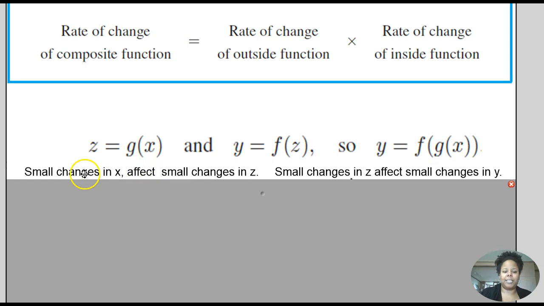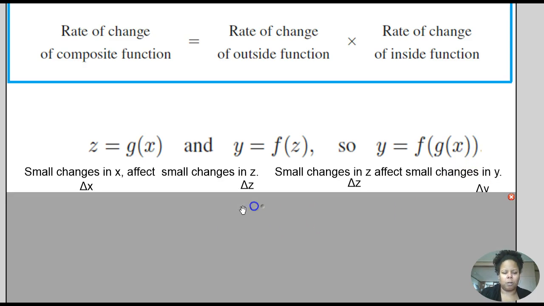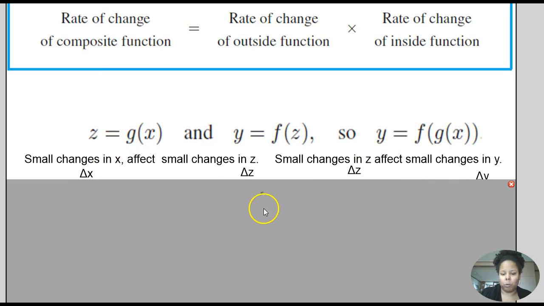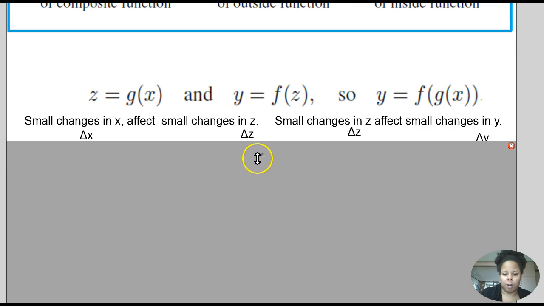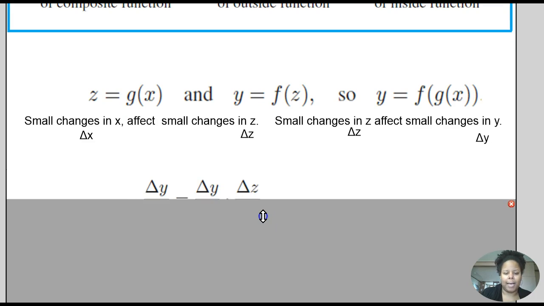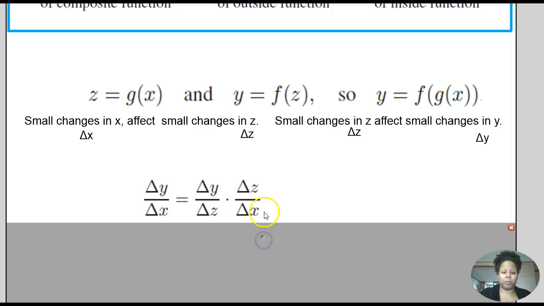So small changes in x will affect small changes in z, and then small changes in z will affect small changes in y. So basically, small changes in x will eventually affect small changes in y through z. We call these small changes delta x, delta z, delta y. If we want to take a look at how these changes are applied, we look at this algebraic statement.